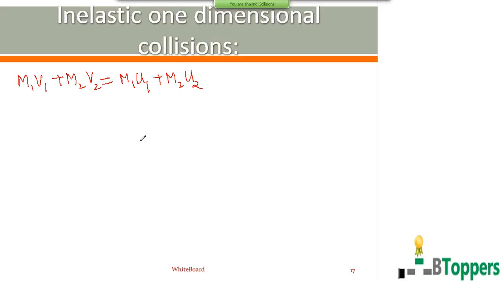So this equation which I have written on the screen, m1 v1 plus m2 v2 equal m1 u1 plus m2 u2, holds good for all one-dimensional collisions, irrespective of whether it is elastic one-dimensional collision or inelastic one-dimensional collision.